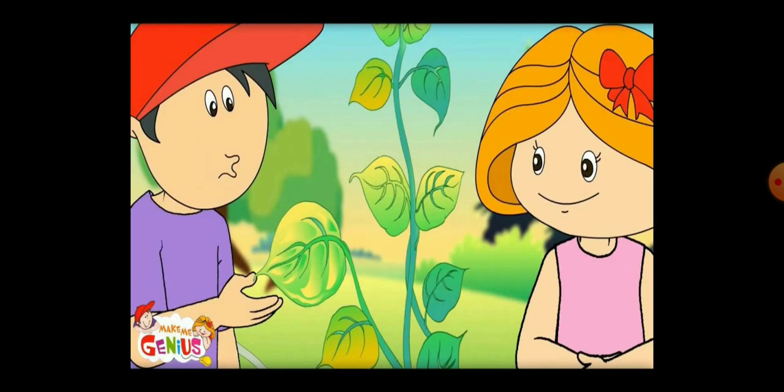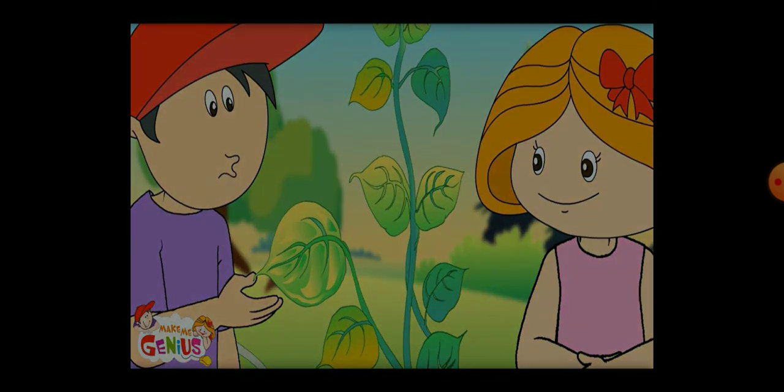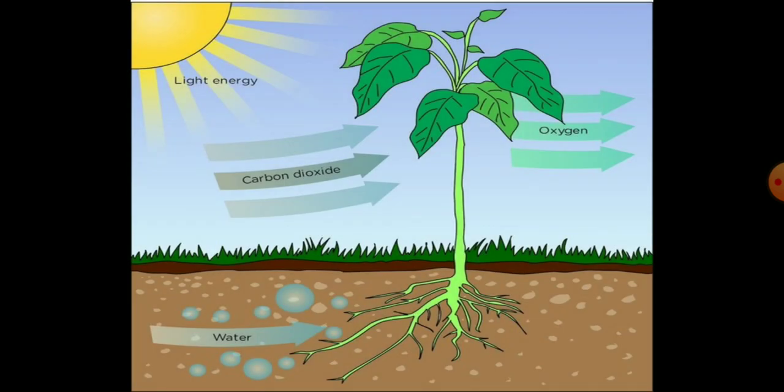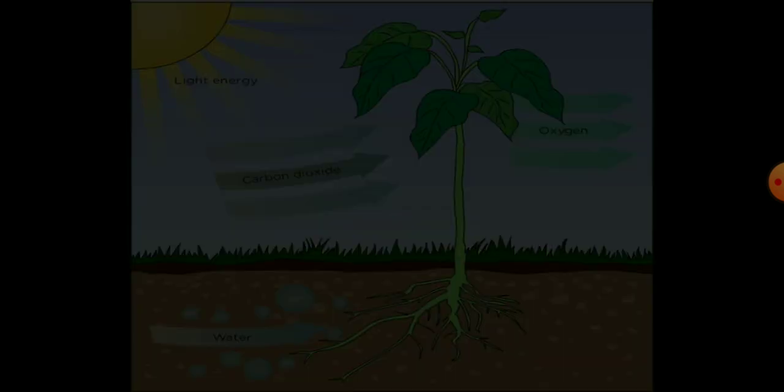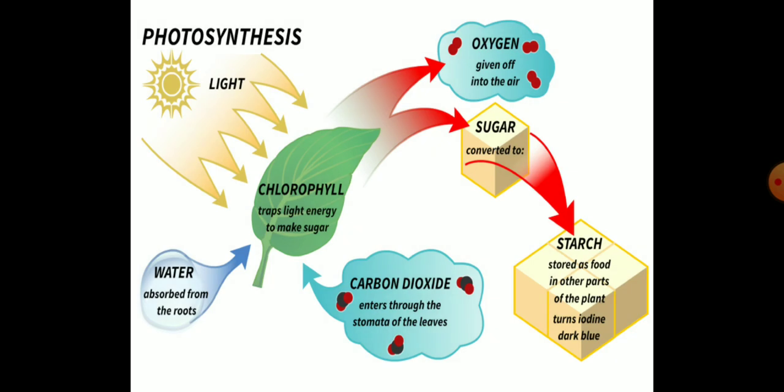In a green plant, the leaves prepare food by the process of photosynthesis using sunlight. In this process, plants use some raw material like carbon dioxide and water. Carbon dioxide enters through the stomata of the leaves. Water is absorbed by the roots and the sunlight is trapped by the chlorophyll present in leaves. Oxygen and sugar are produced as products during this process.